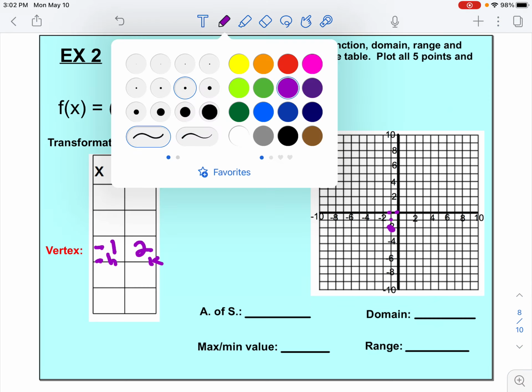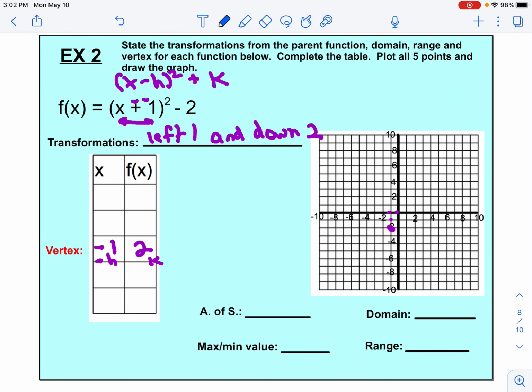Again, now we're going to pick two values larger and smaller. So what would be 1 bigger than -1? Well, that'd be 0 and 1 more. And then what would be 1 smaller would be -2 and -3.